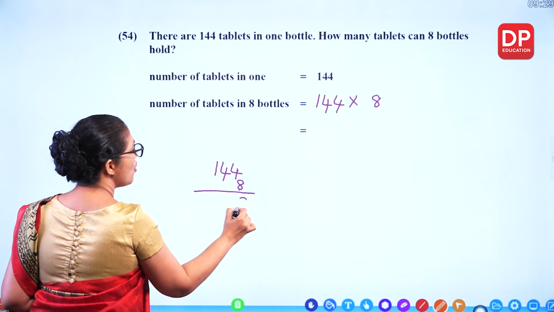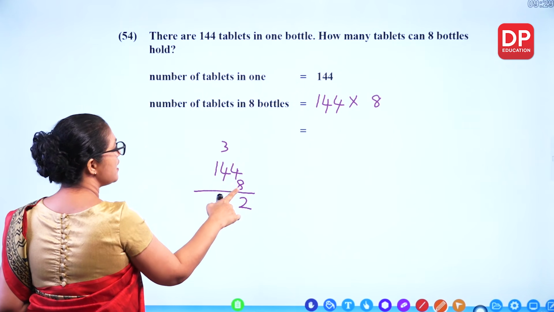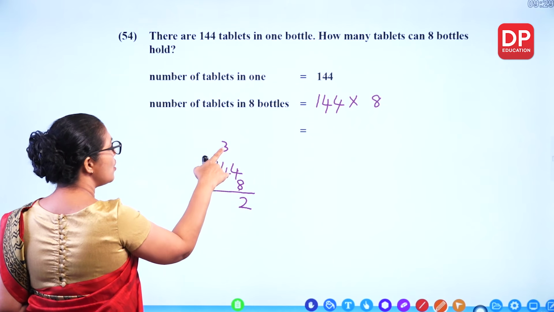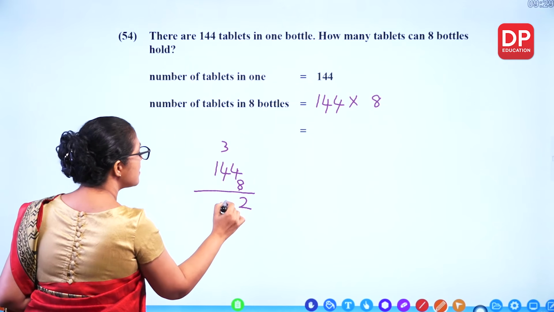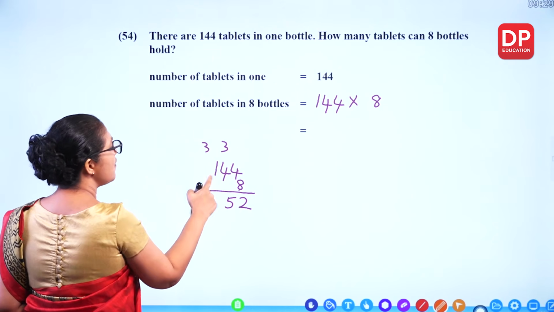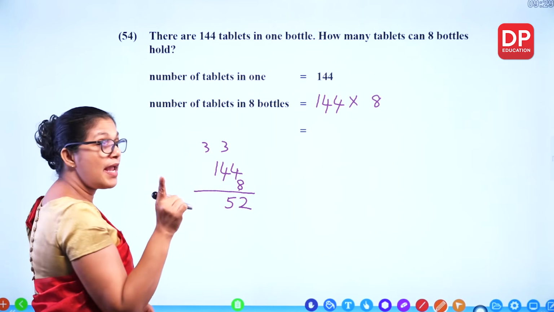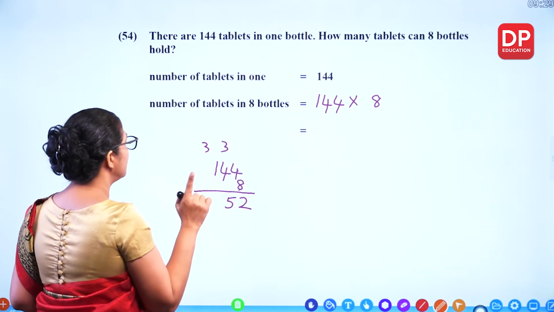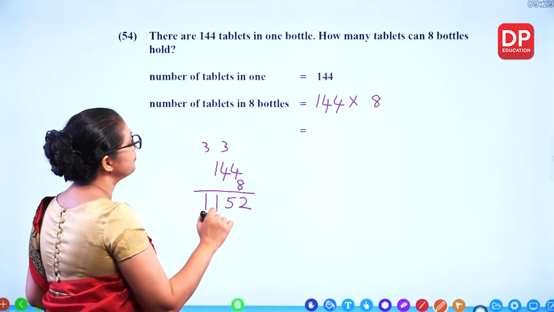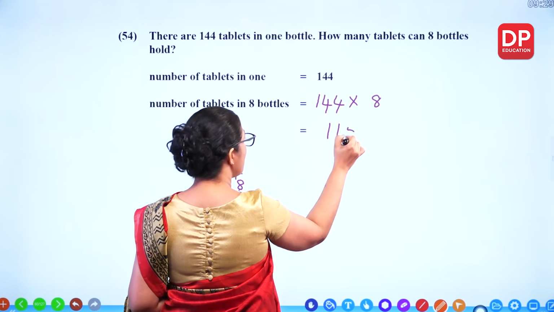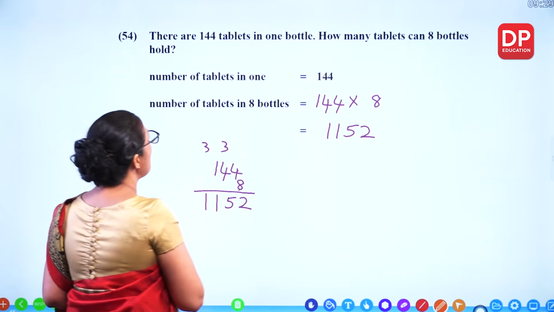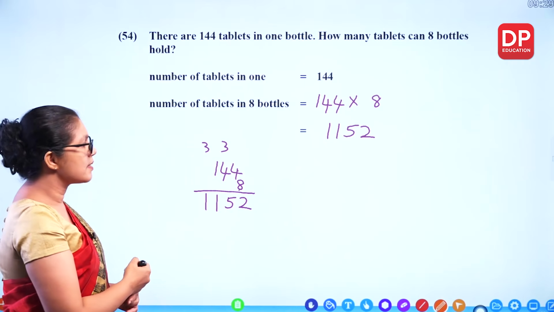8 times 4, 32. 3 remaining. 8 times 4, 32. 32 plus 3, 35. Again 3 remaining. 8 times 1, 8. 8 plus 3, 11. 1,152 tablets in 8 bottles.